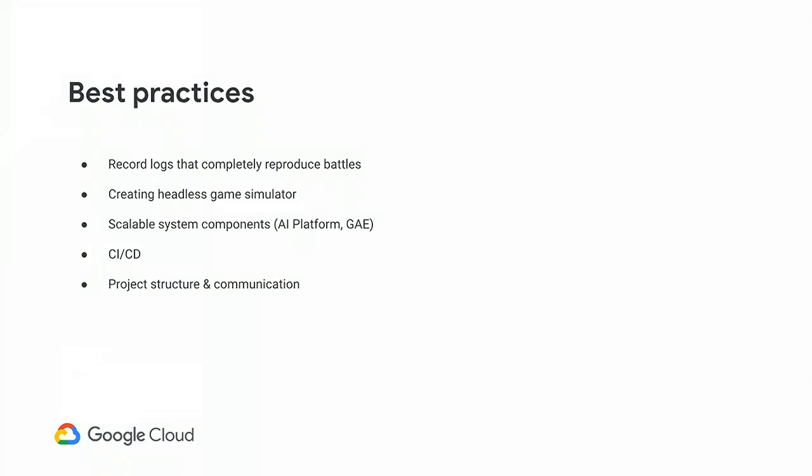So at the end of my talk, I'll show items which worked in our case. First, to train the AI to play the game like a human, we need battle logs that completely reproduce battle status and actions. So if you have some random effects in the game, make sure that the random seeds are stored in the logs. Secondly, for the evaluation of our AI, we needed to run thousands of battles to get performance statistics.